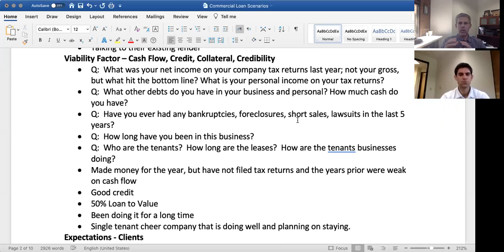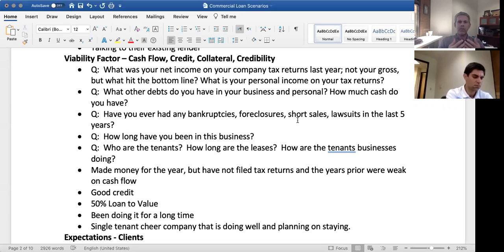We knew that he had some good outside income, so we were comfortable with that. And then obviously we go to the credit. Again, we're always asking about bankruptcy, foreclosure, short sale, lawsuits, any of those things in the last 5 to 7 years. Well, in this particular case, he had great credit, no issues, no bankruptcy, no foreclosure. So we're like, great. And then we also want to know loan to value. What was the loan to value?